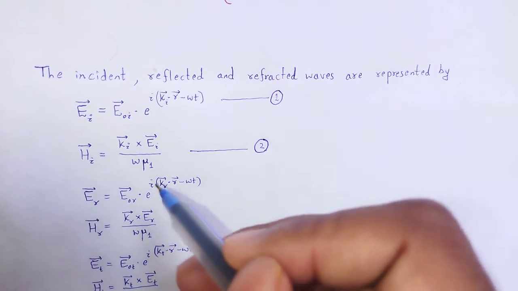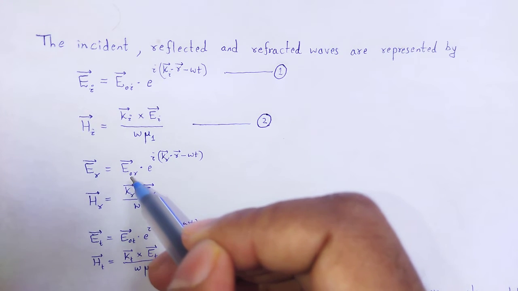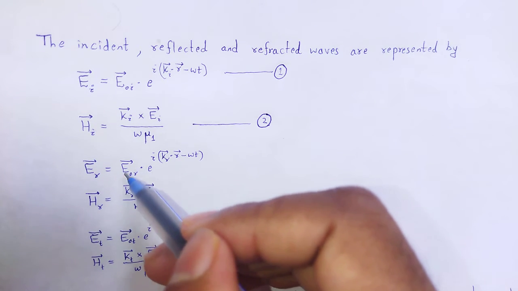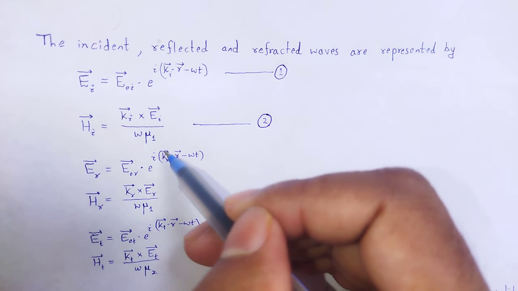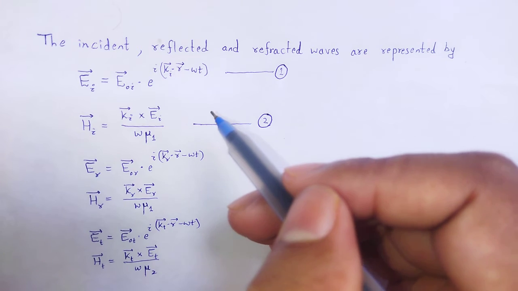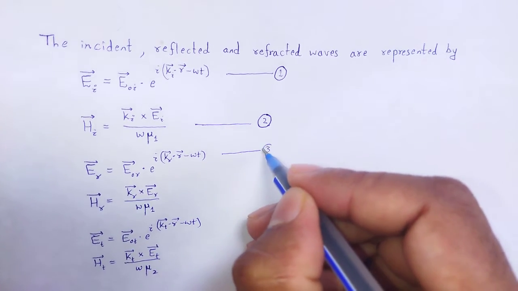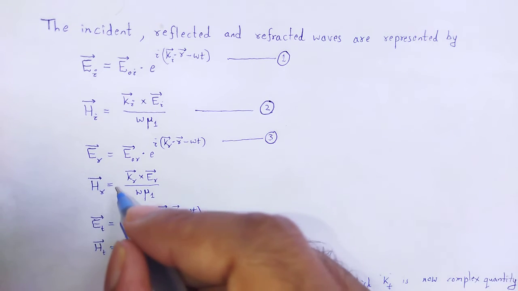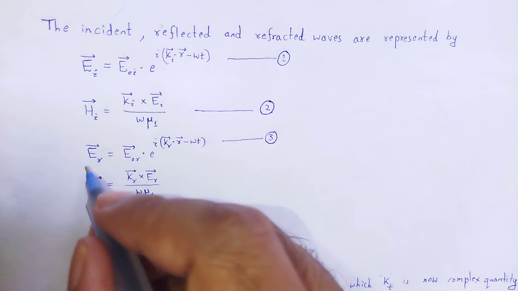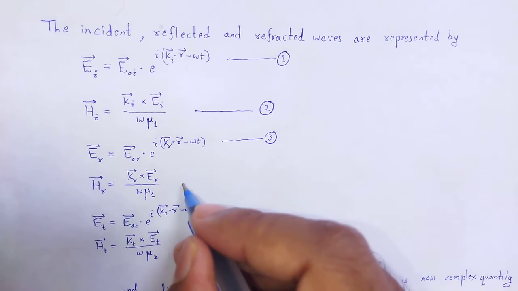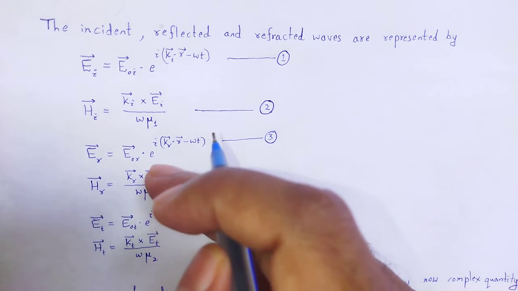Then for the reflected wave, E r vector is equal to E O r, the amplitude of the reflected wave, into e to the power i (k r dot r vector minus omega t), where k r is the propagation vector for the reflected wave. Equation number 3. At the same time, for the magnetic field vector of the reflected wave, we relate E r vector to H r vector. That is equation number 4. The reflected wave is again in medium 1.